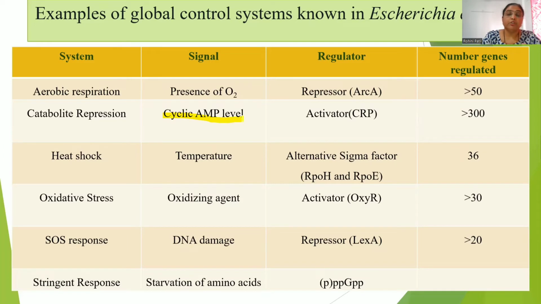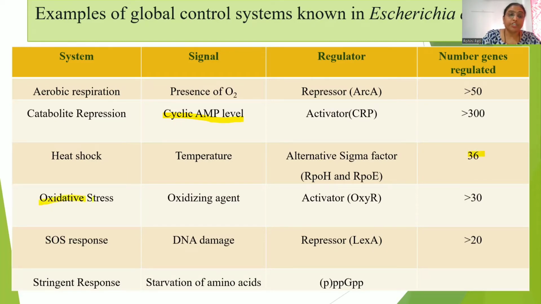It is going to be a global regulator. Next, there is a heat shock. In the heat shock, the signal is temperature, and here there is a use of the alternative sigma factors like RpoH and RpoE, and about 36 genes are regulated by the heat shock.